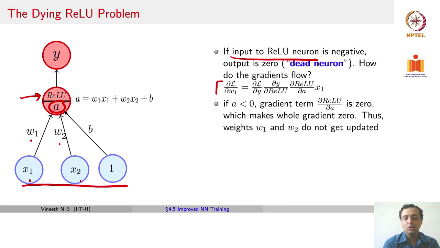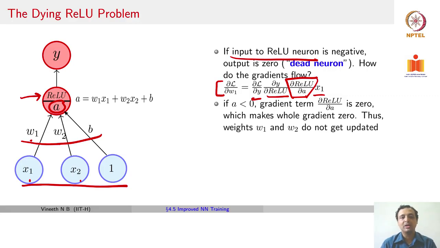If you want to now compute dou L by dou w1, by chain rule you have dou L by dou y into dou y by dou ReLU into dou ReLU by dou A into x1. Because the input A is negative, dou ReLU by dou A would straight away become 0, and none of these weights would get any contribution through the ReLU activation, which means those weights W1, W2 may never get updated. They stay the same and this cycle could continue.